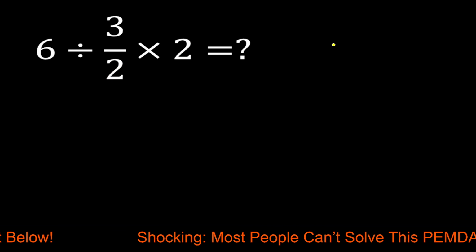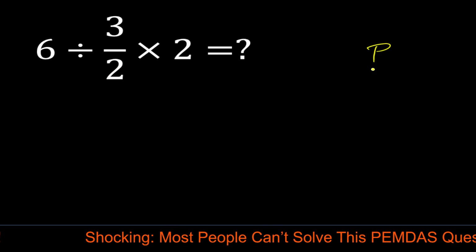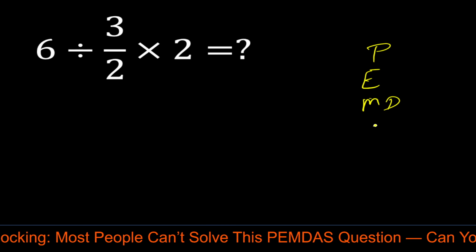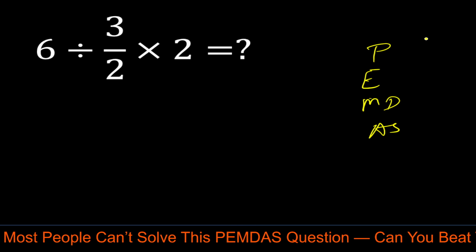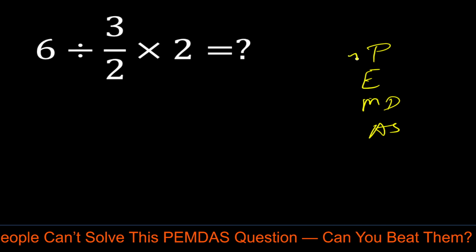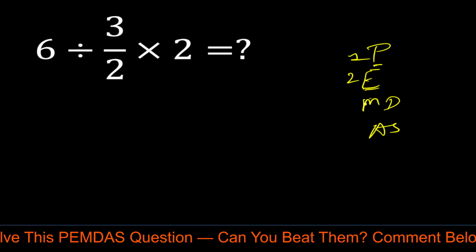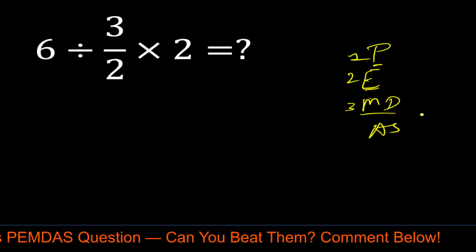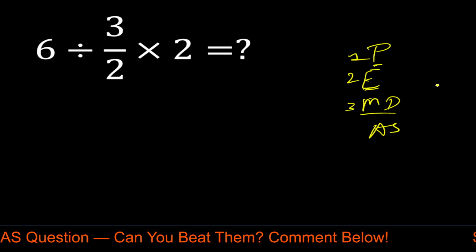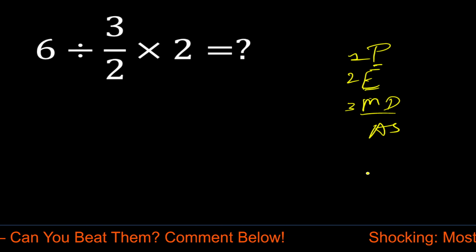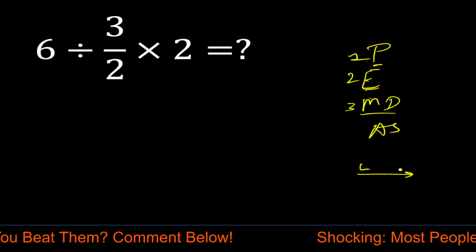So PEMDAS: P E M D A S. According to the PEMDAS rule, first priority is parentheses, then second priority is exponents, then third priority is multiplication and division. Here multiplication and division both have equal priority, so we have to solve it from left to right.